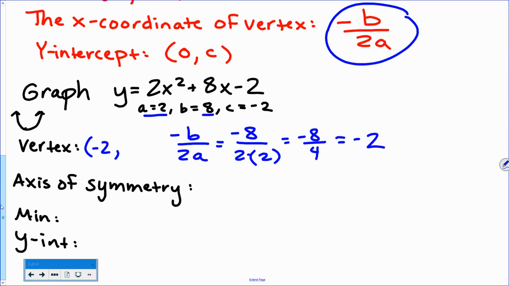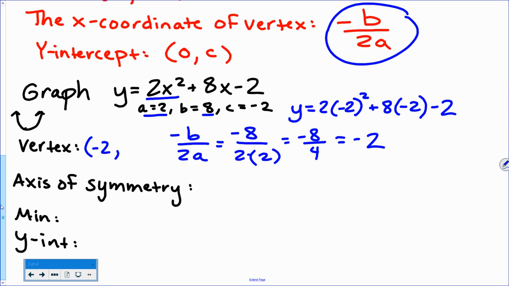Okay? I still need the y coordinate of my vertex. So if I know the x coordinate, what could I do with that? Plug it back into the equation for x and find y. All right, so y equals, I've got 2 times negative 2 squared plus 8 times negative 2 minus 2. You are welcome to plug that into your calculator if you have a nice calculator that has exponents, that has parentheses, and you're putting it all in like so.